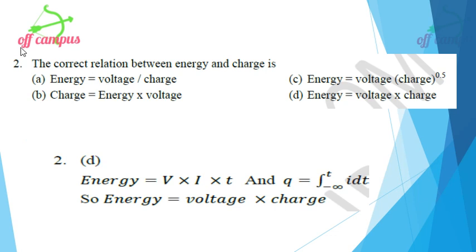Then question number 2, the correct relation between energy and charge is. What is energy and charge? Energy W equal to V I into T. What is Q? Q equal to integral minus infinity to t of I into dt. So, energy is nothing but voltage into charge. Energy E equal to voltage into charge, or W equal to V into Q. So, energy E equal to voltage into charge. Option D is the right option.